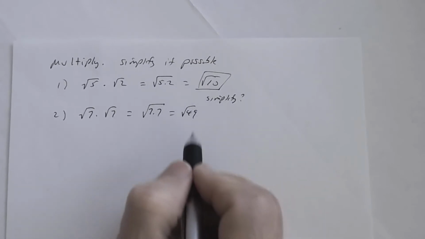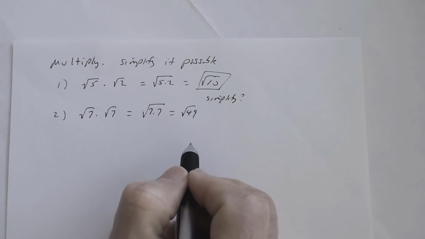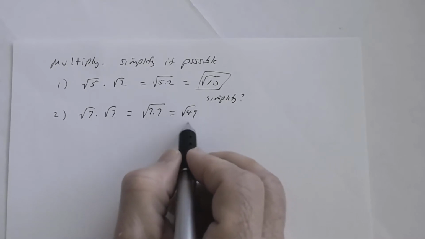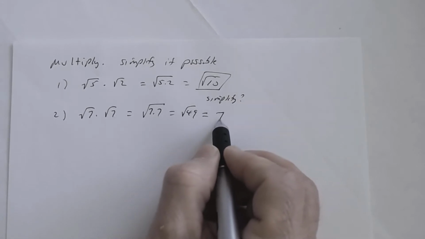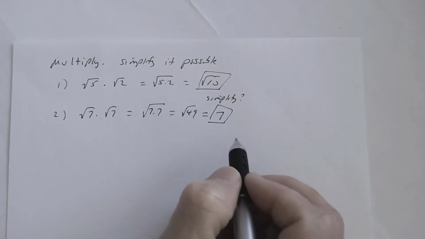Now the question is, can I simplify? Once you get to that point, can you simplify? And the answer is yes, because 49 is a perfect square. So what's the square root of 49? 7, because 7 times 7 is 49.